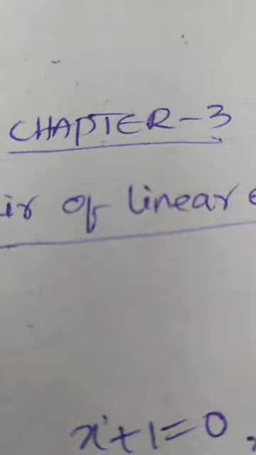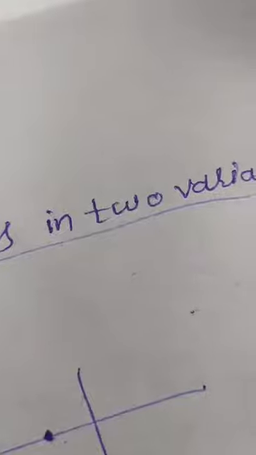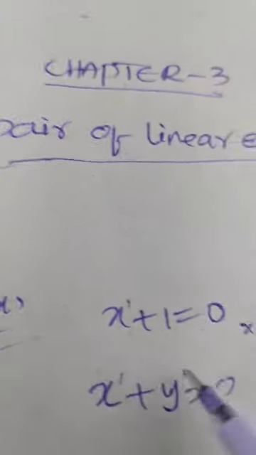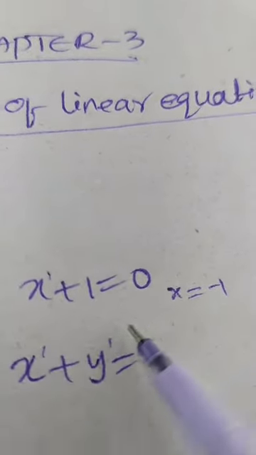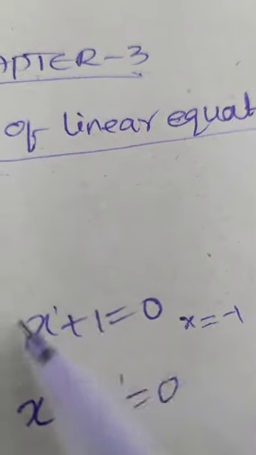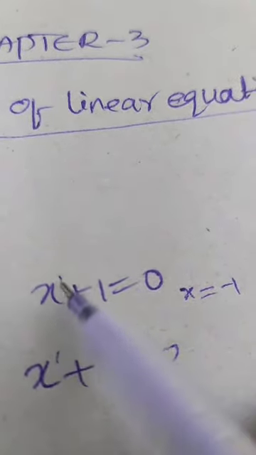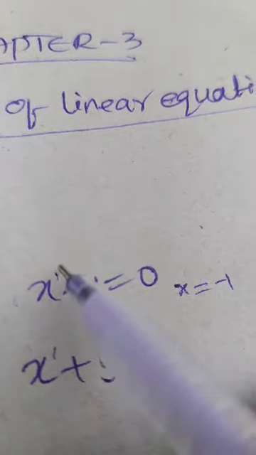Students, today I am going to start chapter 3, pair of linear equations in two variables. Already we studied in 9th class linear equation in one variable and linear equation in two variables. Let me recall by examples. Suppose I am taking one equation x plus 1 equals 0 and x plus y equals 0. So this is an equation, and in this equation we have one variable whose power is 1.